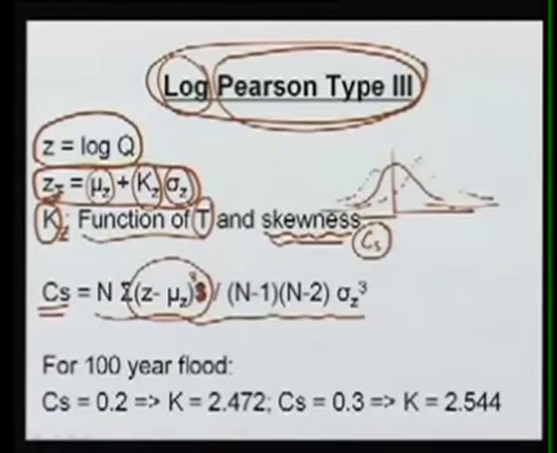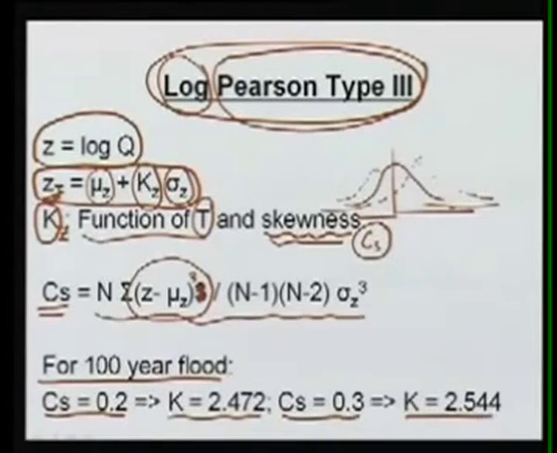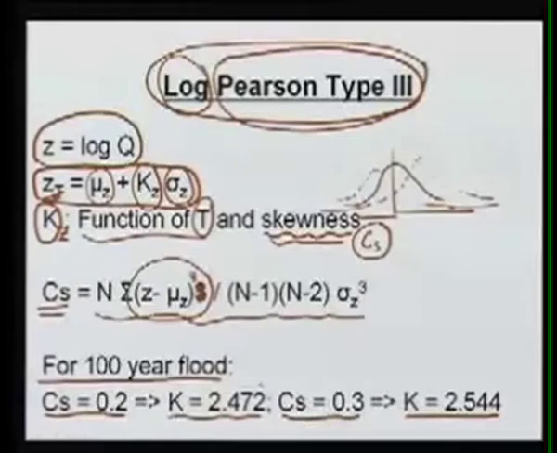There are tables given for cs. For example, for a 100-year flood, if cs is 0.2, kz is 2.472. If cs is 0.3, k is 2.544. We have taken these two values of cs because when we compute cs for this data, we find it to be between these two. So that's why we take these two values from the table.